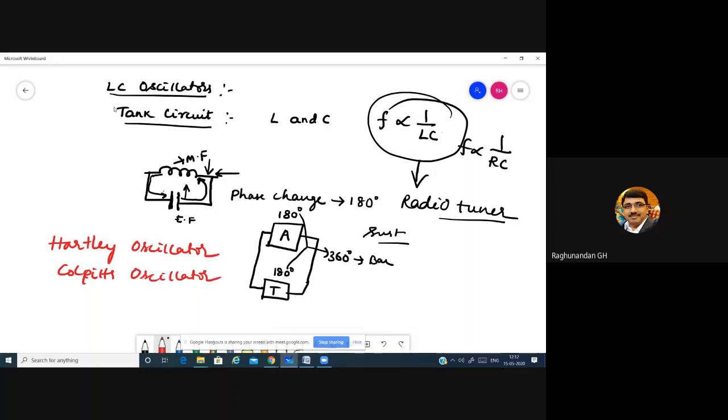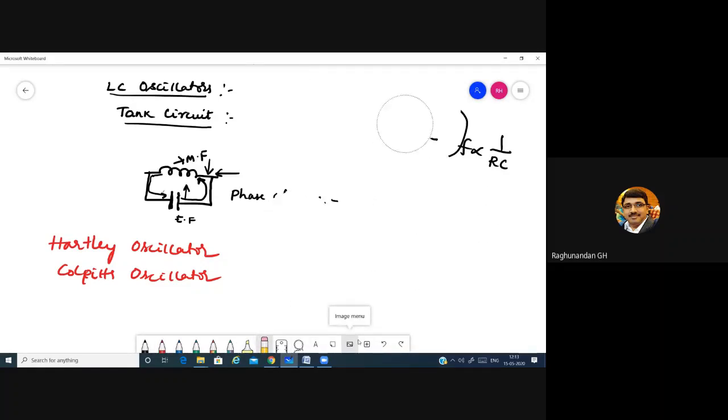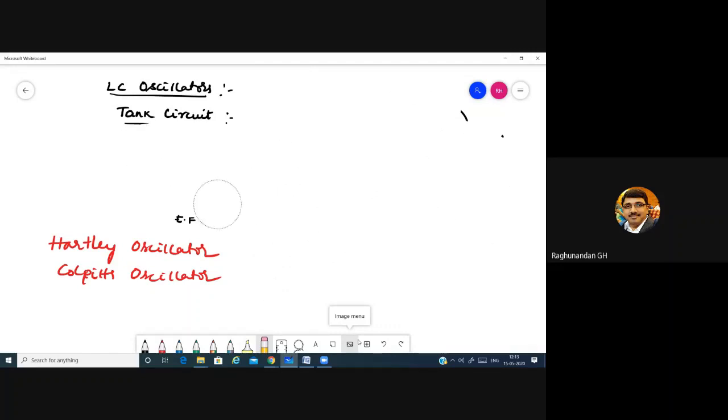Okay, so the simple way of remembering the Hartley oscillator: in Hartley you pronounce L, so it has two L and one C. In Colpitts, C comes first, so it will have 2C and 1L.